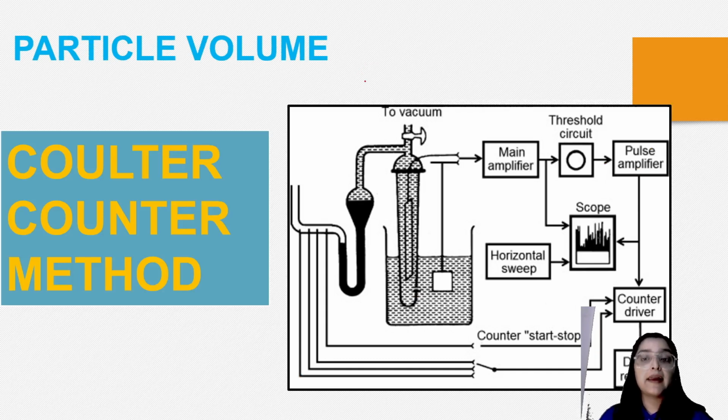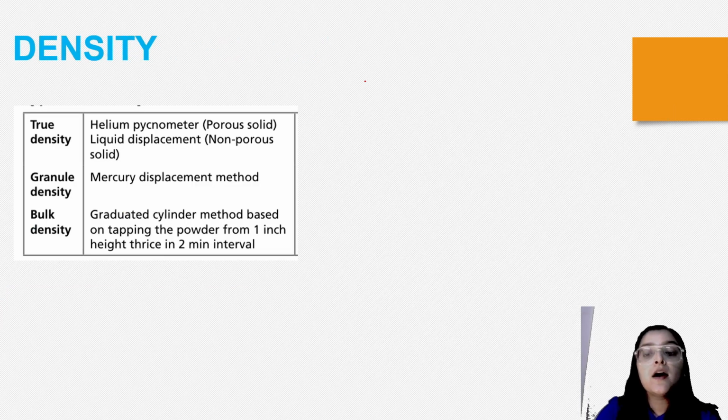Again, I had already mentioned the particle volume, and how this particle volume is measured using the Coulter-Counter method. We have discussed it already, right? This was the fundamental property. Last that remains is your density. Density is yet again a derived property.